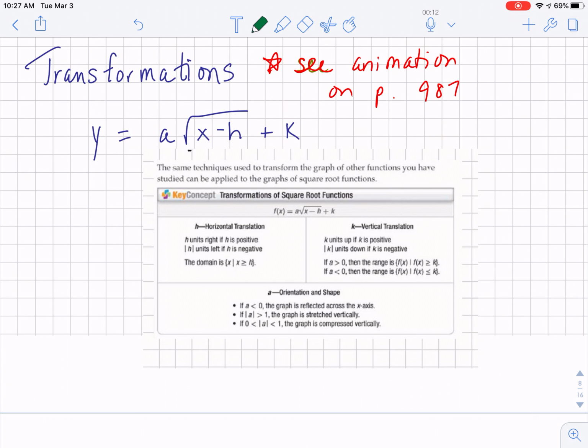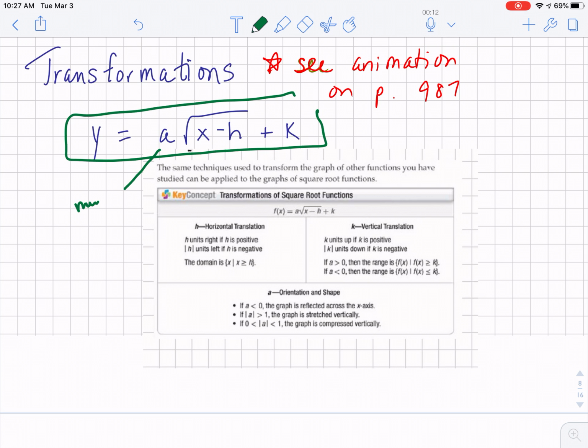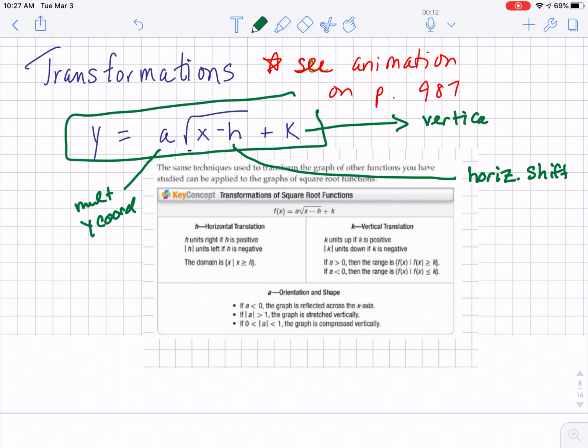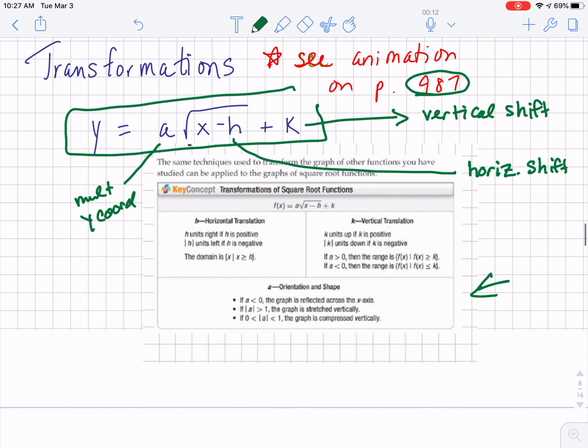So, to sum all that up, this is what you're going to do. Okay? This A is your number that you're going to multiply your y coordinates by. That h is going to be your horizontal shift. So this is multiply y coordinates, the A. The h, in other words, the number underneath the radical, that's your horizontal shift. And the k, the number outside of the radical, is your vertical shift. Okay? This is more details of it. There's actually a pretty cool animation in your textbook if you wanted to look at it on page 987.